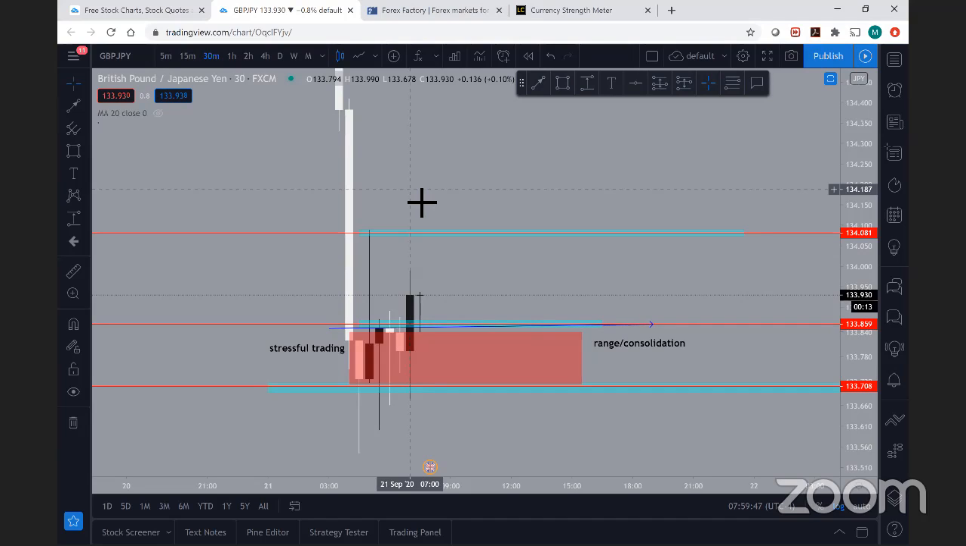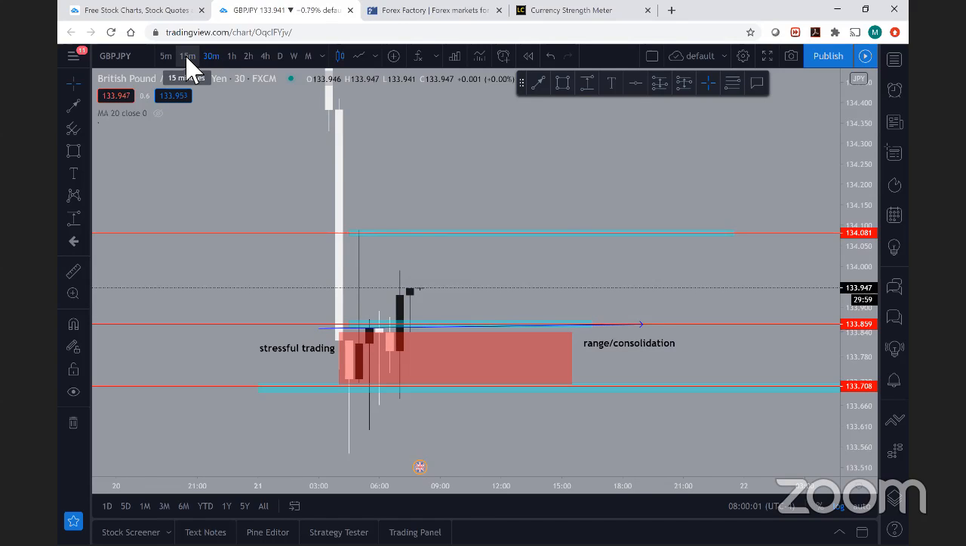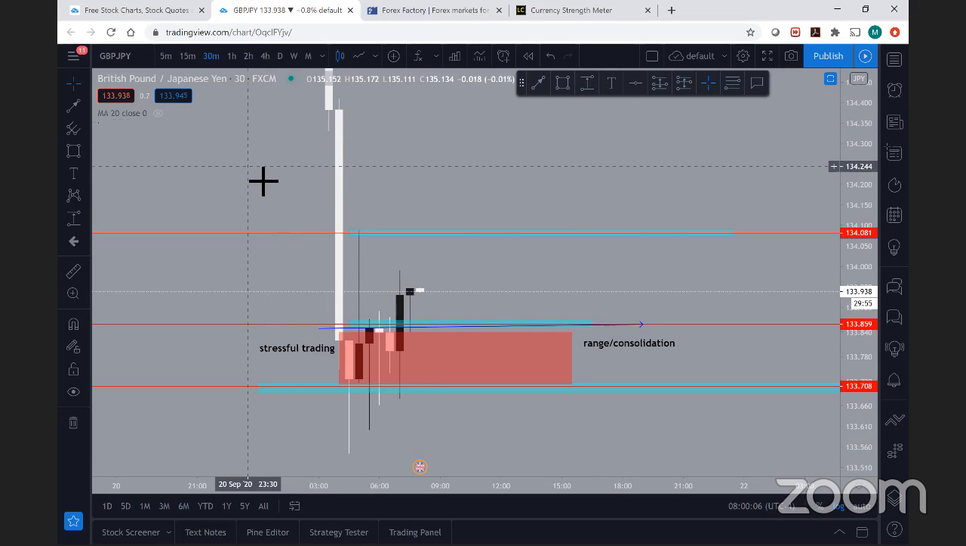You know your major time frames. So your weekly, your daily, 4 hour, 1 hour, and 30 minute. And 15. Those are your major time frames.